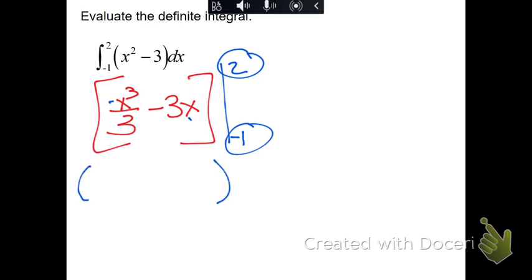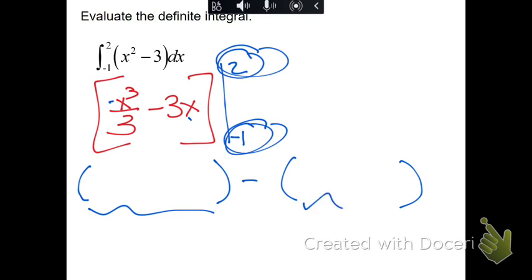So I'm going to put this, okay? Plugging in the 2 to both x's will give me what goes here. Plugging in the -1 to both x's will give me what goes here, and then you subtract those answers. A definite integral will give you a number. Just like when we did derivatives, if we evaluated the derivative at a point, then we plugged in that number for x. All right, so we're going to plug in the number for the x's. Okay, plugging in the 2, I would get 8/3 minus 6. Plugging in the -1, I would get -1/3 plus 3.